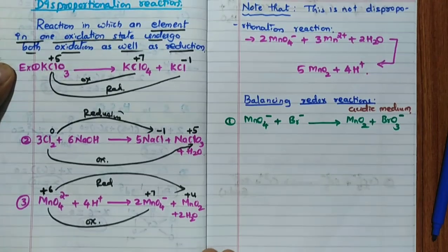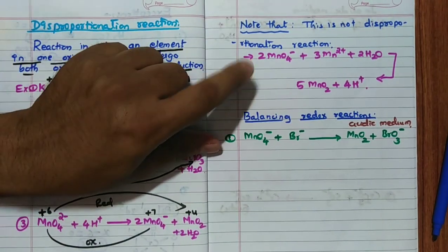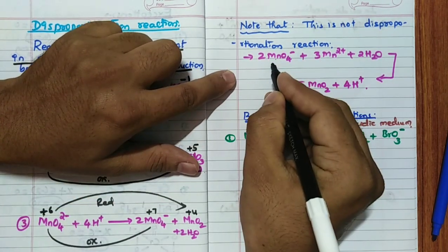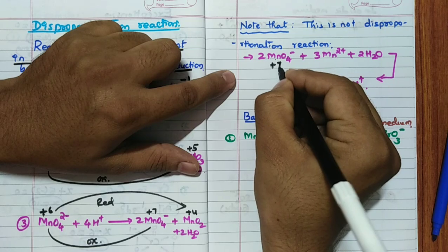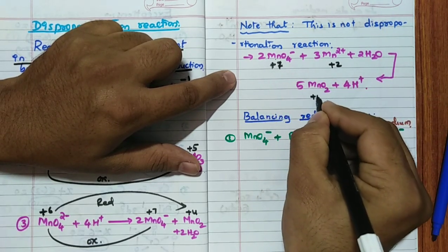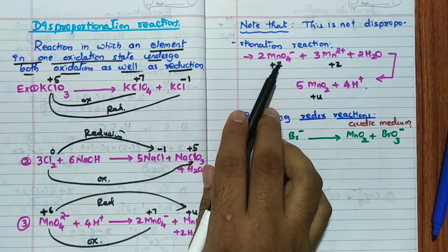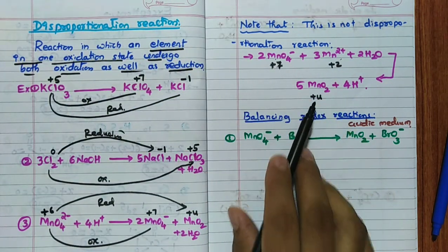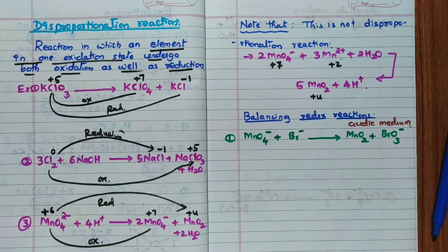But note that this is not a disproportionation reaction. Very, very important. Mn is +7 here, and here Mn is +2. Here Mn is +4. You can say, sir, here 7 to 4 means reduction, +2 to +4 means oxidation, so this is also a disproportionation reaction? No, this is not a disproportionation reaction, my dear students.